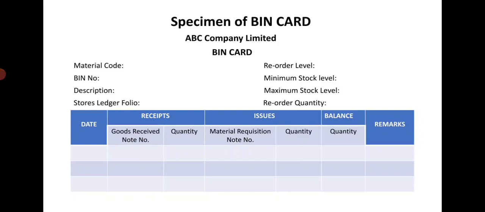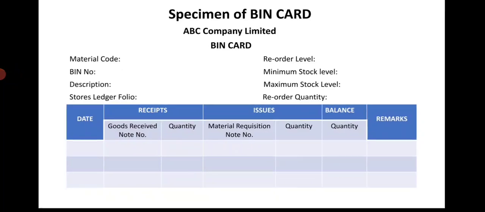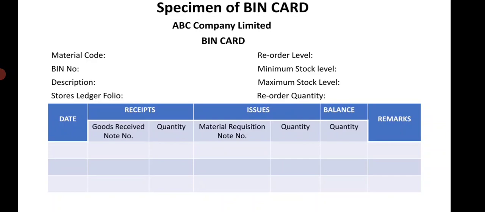So bin card contains 5 main columns. First one is the date, second one is receipts, third is issues, fourth is balance, and last is the remarks column. In the receipts column we have goods received note and quantity, and in the issue column we have material requisition note number and quantity, and in the balance column only quantity is written.